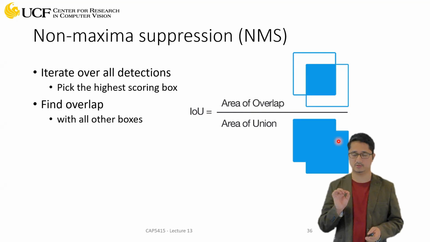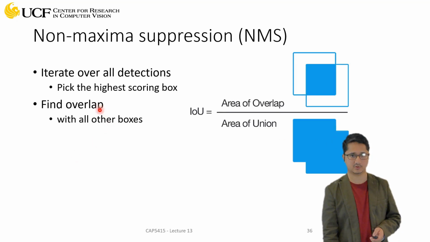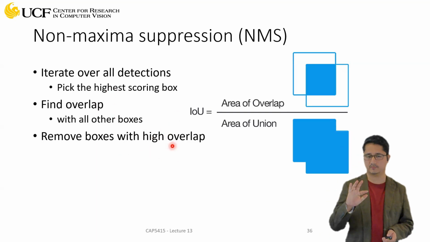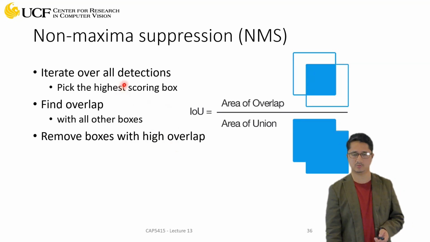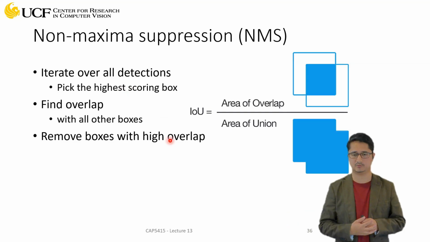Okay, so you do that for all the bounding boxes you have. You start with the highest one, and then what you do is if you find there is a high overlap between two different bounding boxes, you will keep the highest scoring bounding box, but all the others you will just get rid of them. You will just remove them. You say that it's not a detection anymore.